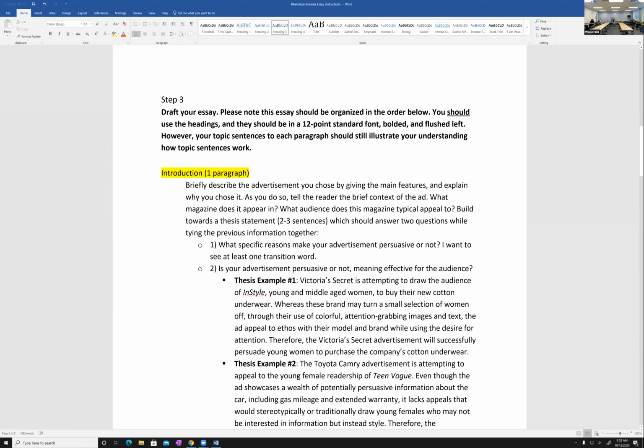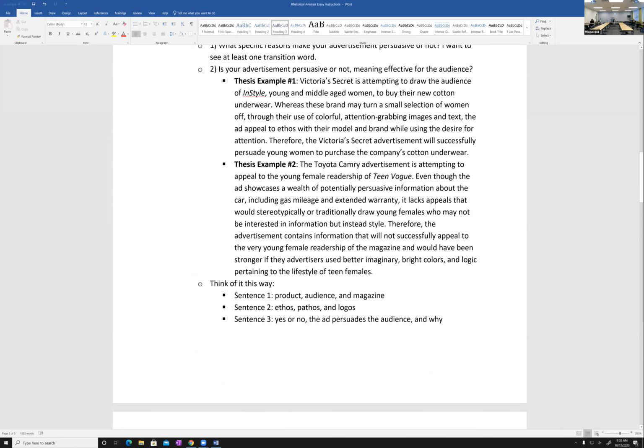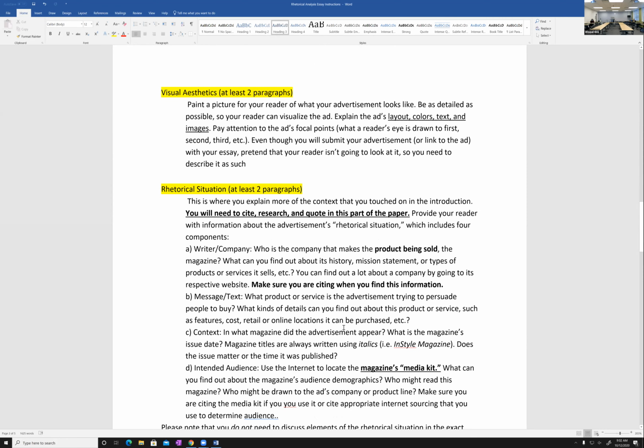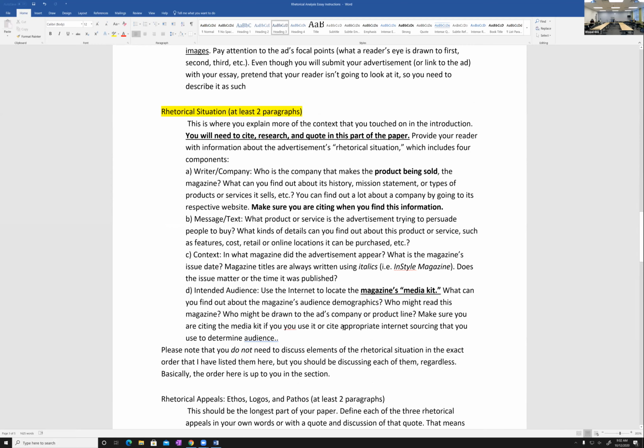It'll be bolded, and it will be left aligned. The next section, we'll use the heading visual aesthetics. Once again, Times New Roman style font, size 12, bolded, and left aligned. So on and so forth for each of those headings, okay?